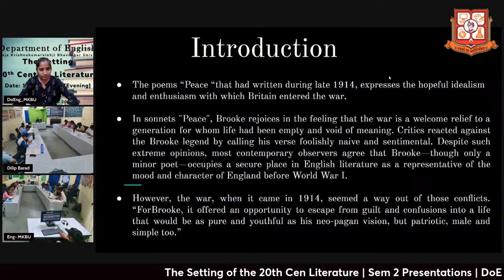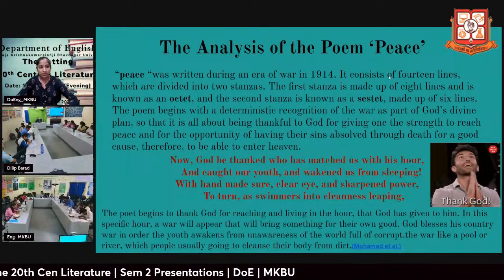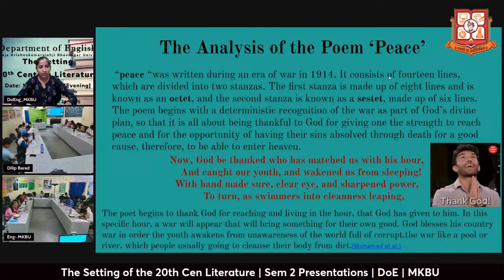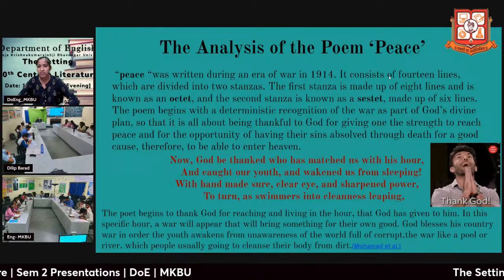The analysis of the poem. In this poem, there are a total of 14 lines divided into two stanzas. The first stanza is eight lines, so it is known as an octet, and the second is made of six lines, so it is known as a sestet.